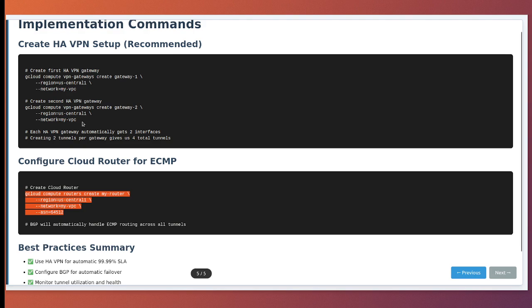Monitor your setup actively. Use Cloud Monitoring to track tunnel status, throughput per tunnel, and packet loss. Set up alerts for tunnel failures and high utilization. If you consistently use more than 80% of your total capacity, it's time to add more tunnels. For cost optimization, remember that you pay per tunnel hour. 4 tunnels cost twice as much as 2 tunnels. However, the cost difference is usually negligible compared to the business impact of an outage. The extra redundancy is almost always worth the additional tunnel costs.